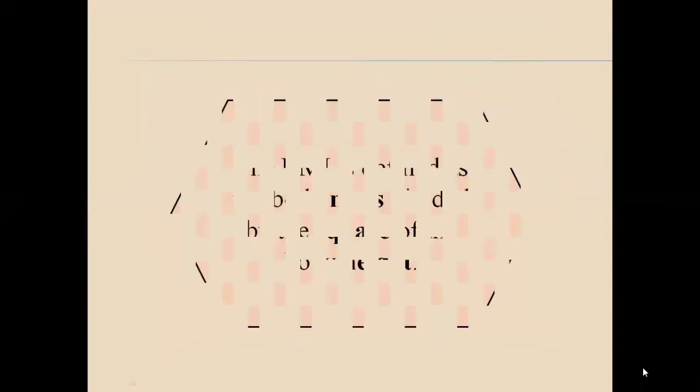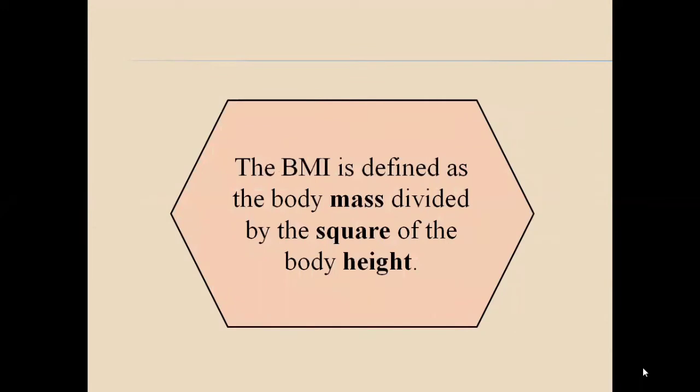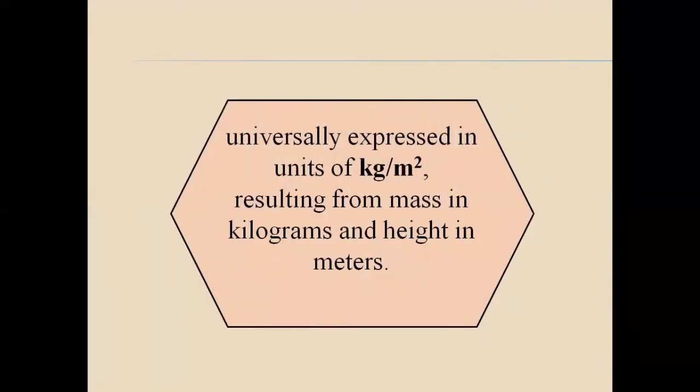BMI is also defined as the ratio of the mass and height of a person. BMI is defined as the mass divided by the square of the height. So the BMI formula, according to this definition, will be in kg per meter squared. The weight is expressed in kilograms, and the height is measured in meters. So the weight in kilograms is divided by the height in meters squared. So this is basically the BMI.